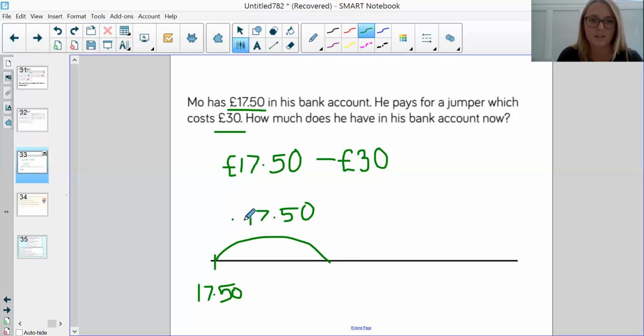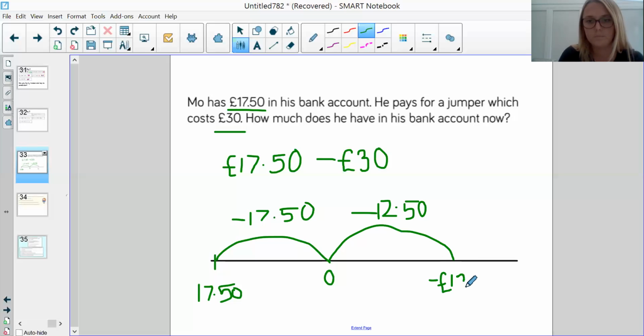So we've subtracted £17.50 to get to 0. Then from 0, we want to know how much we've got left to subtract. We've used £17.50 out of the £30. So what have we got left? We've got £12.50 left to subtract from 0. So we're going to take away another £12.50. So we would end up with Mo having a negative balance of £12.50. So that would have been your answer, minus £12.50. Okay, so let's look at the next question.